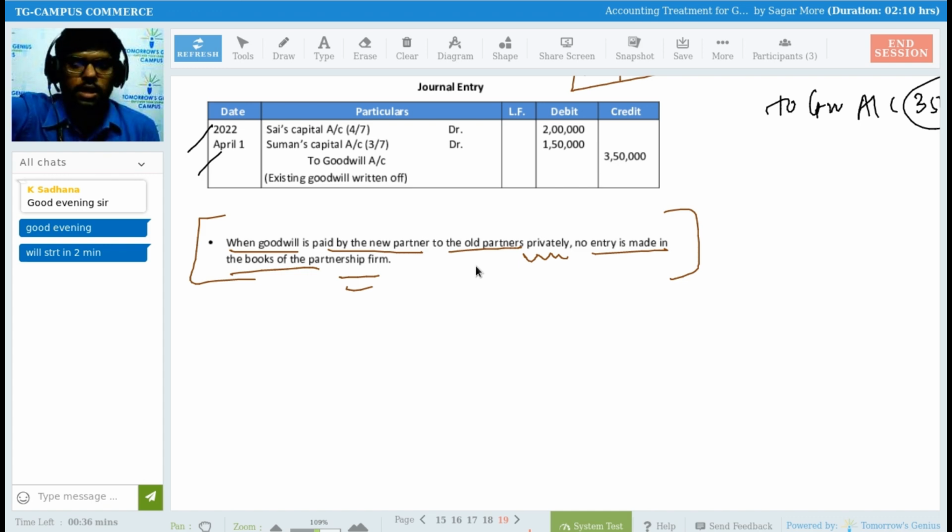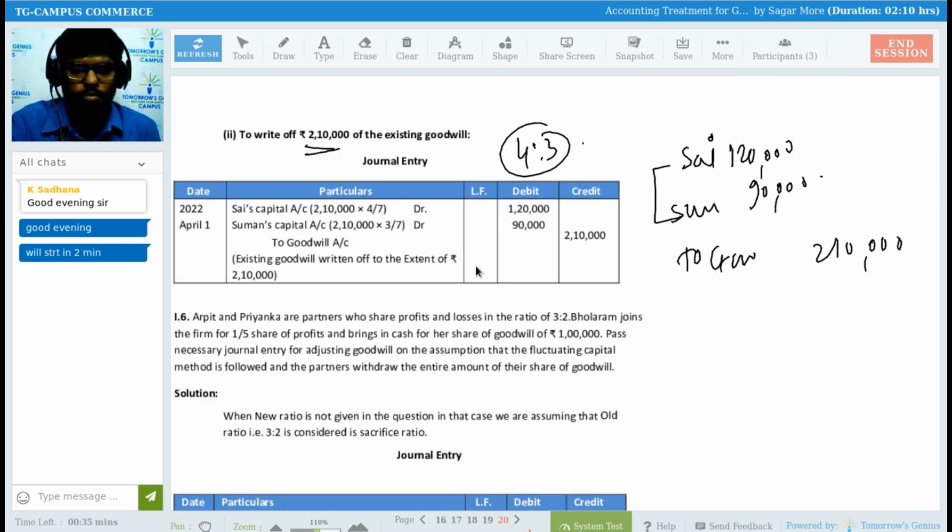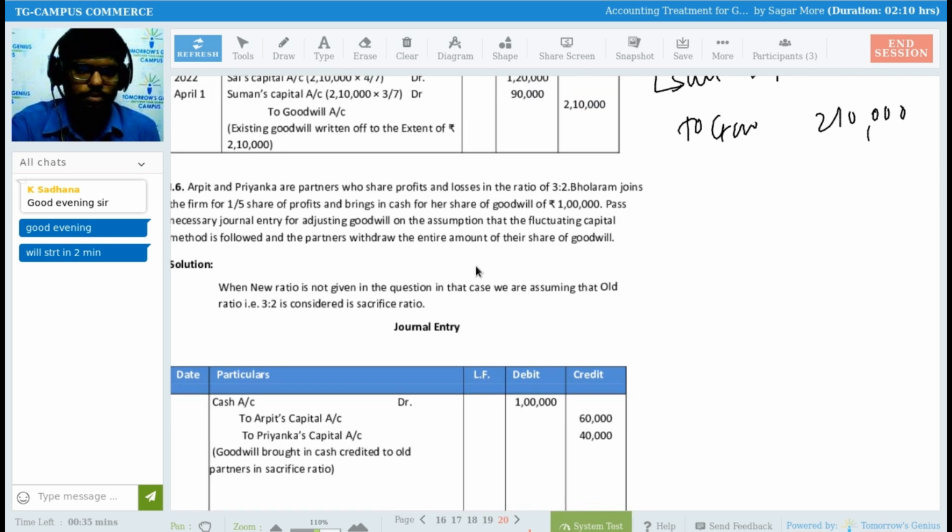The simple reason is, sir, I am preparing this account not for any individual person. I am doing this for the partnership firm's business. So if any transaction is not related to the partnership firm's business, I am not going to record it, right? It is a personal transaction, so I am not bound to record it. Understood? Okay.